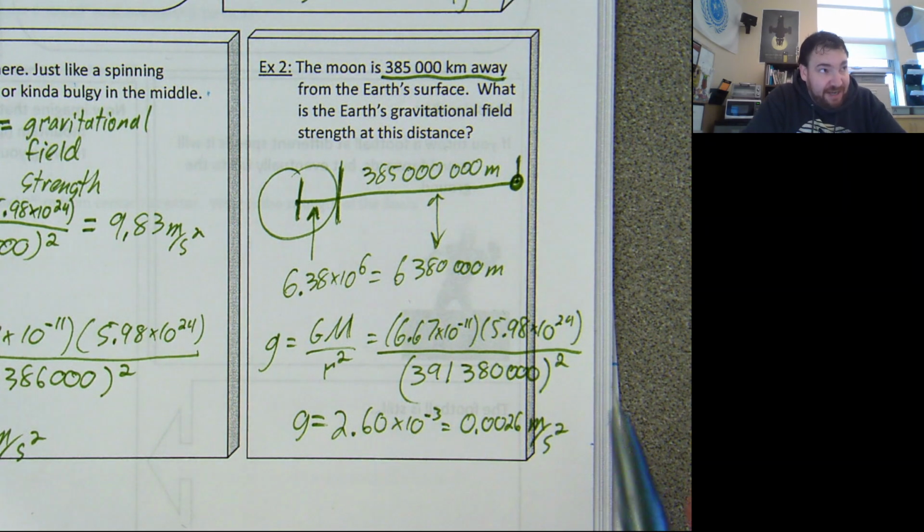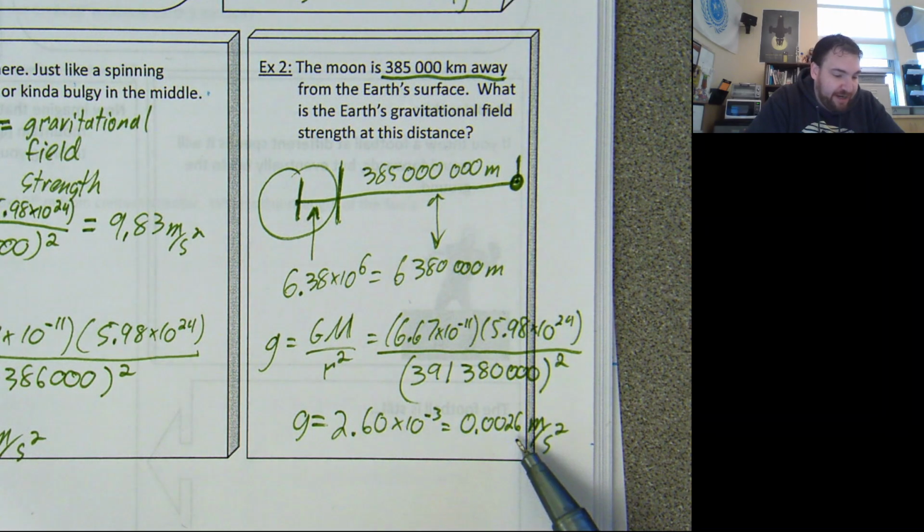So what that means is if you take away the moon and you were placed there in space, every second your speed towards the Earth would increase by 0.0026 meters per second. Another way to think about it, your speed would be in the 2.5 millimeters per second range. It'd be very small. So then flip the page.